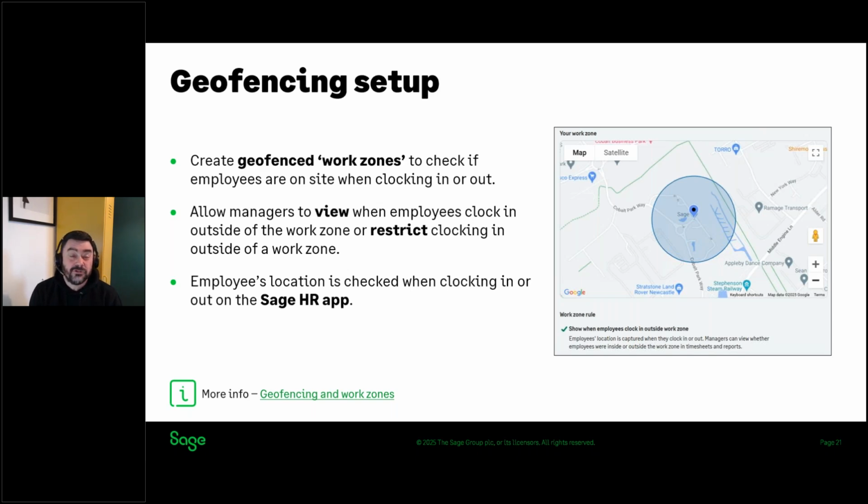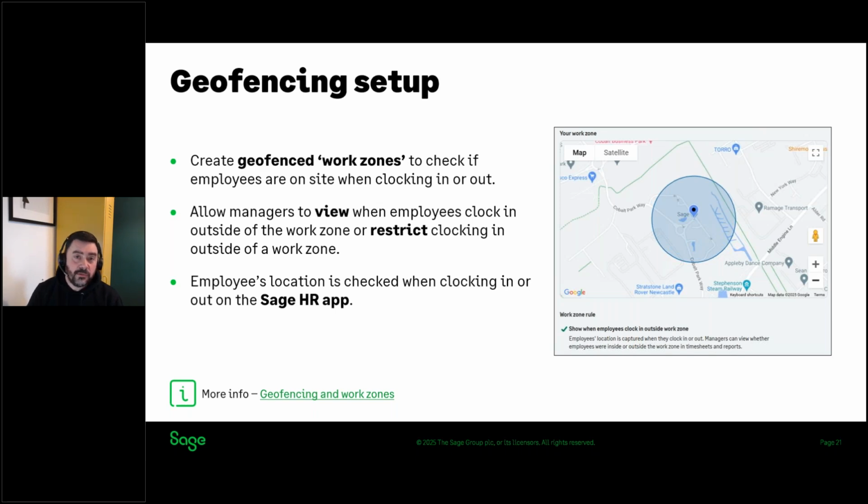So the location comes from the employee's mobile device on the Sage HR app, so they will need to give permission to location services. And if you do use geofencing, and you've assigned an employee to a work zone, they wouldn't be able to use the web portal to clock in. They would have to do that from the app.